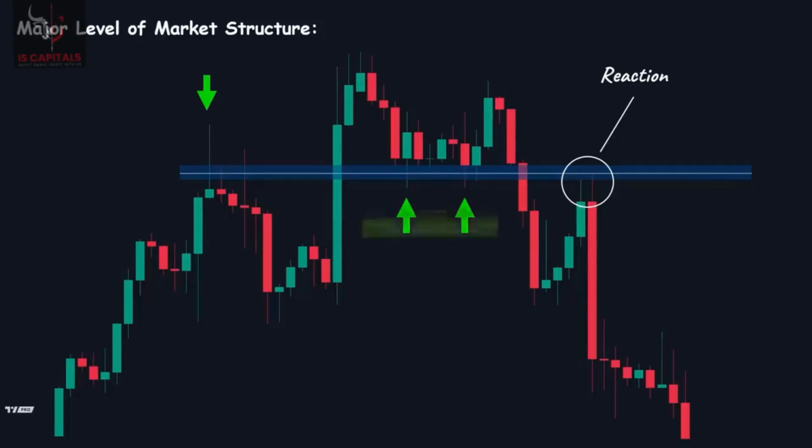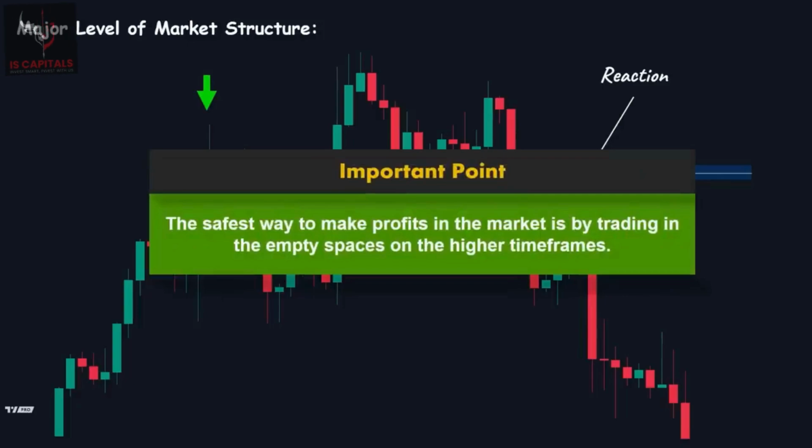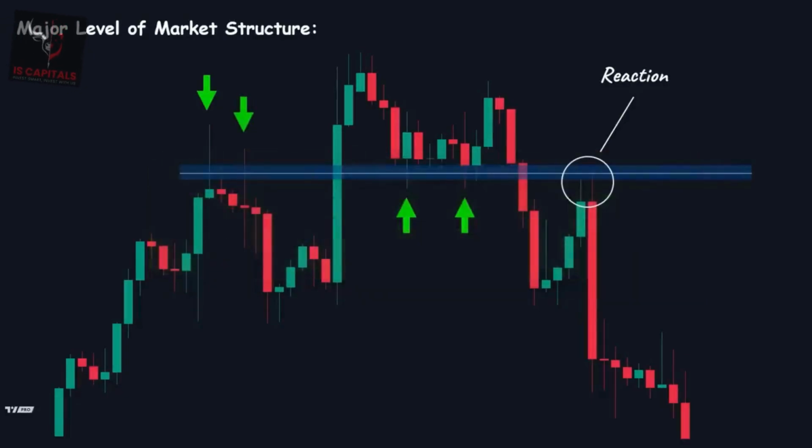Now, here's an important point. The safest way to make profits in the market is by trading in the empty spaces on the higher time frames. The reason is that most price manipulations occur around key levels. Let me explain what I mean.